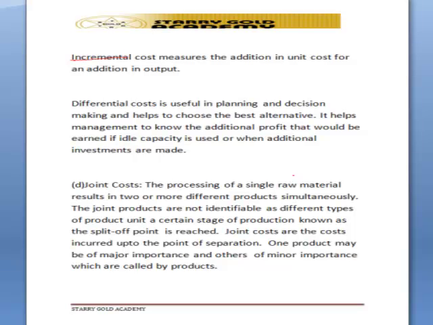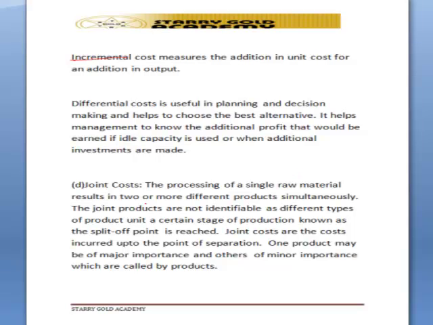That is all we need to know about differential cost. Differential cost is useful in planning. It is a cost you need to consider in decision making, and it helps to choose the best alternative. It helps management to know the additional profit that would be earned if idle capacity is utilized, or even when additional investments are made. That is the essence of differential cost.